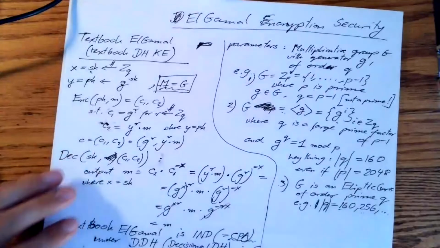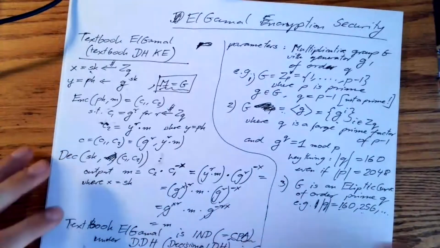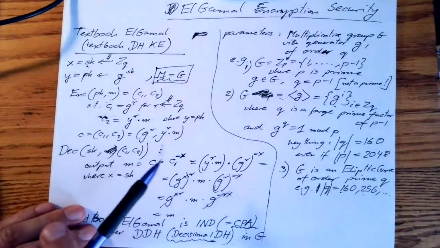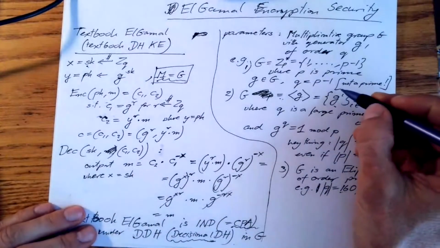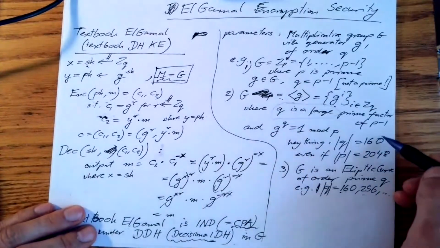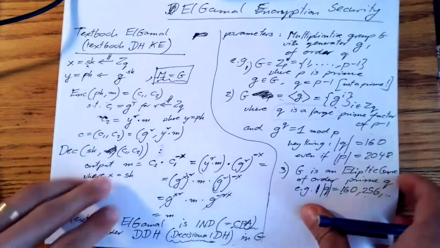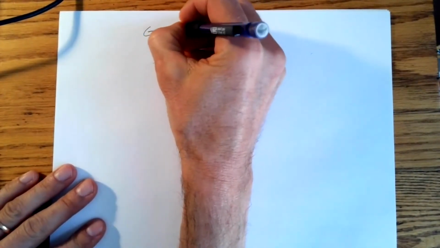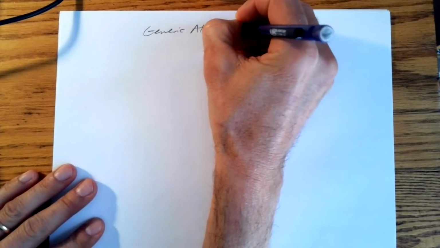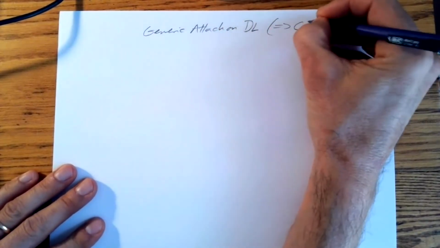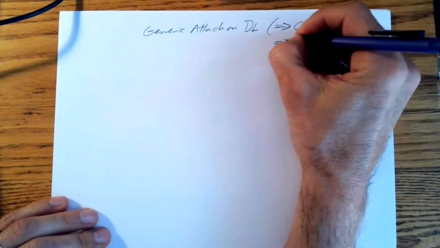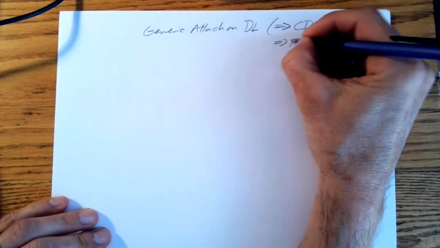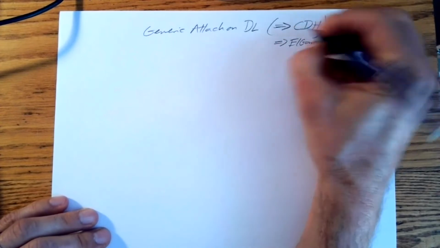So now, I went into problems of malleability and this gap between CPA secure and CCA secure encryption. Let's look at how large these fields have to be. That will come from a generic attack on the discrete logarithm, and therefore also on the computational Diffie-Hellman, and therefore also on ElGamal, right?